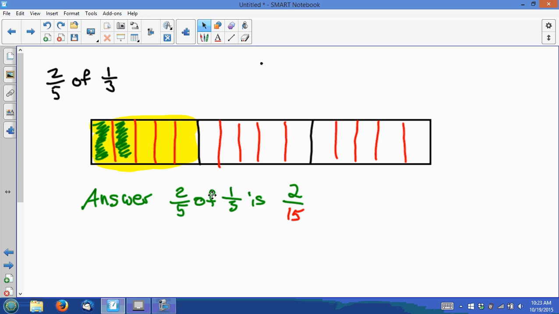In other words, where do you see one group of 2? Where do you see 3 groups of 5? Look at the drawing for a minute. Where do you see 3 groups of 5? Your understanding of that is critical to your understanding of fraction multiplication. So let's do one more.